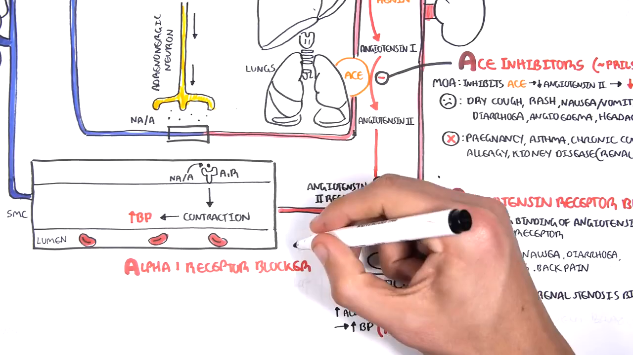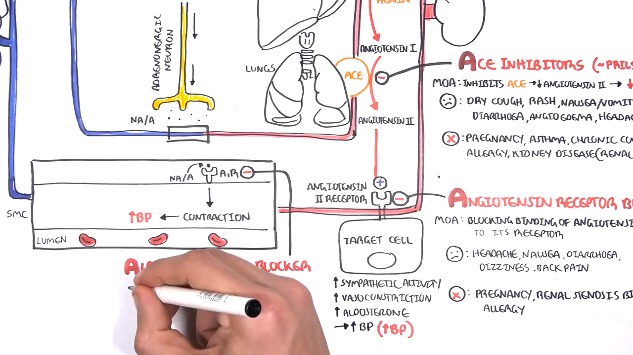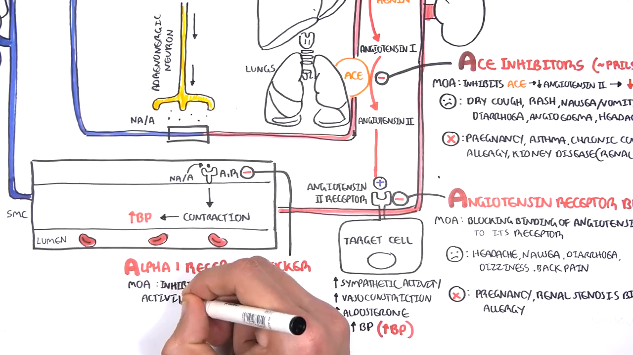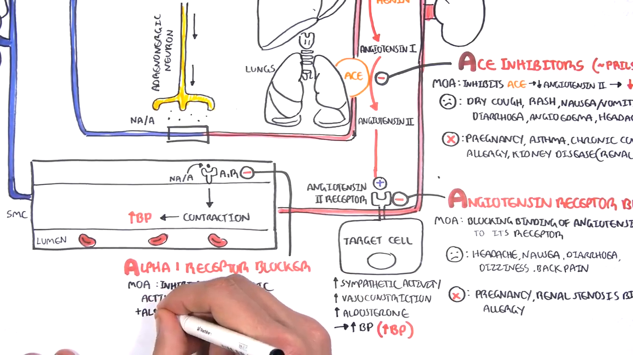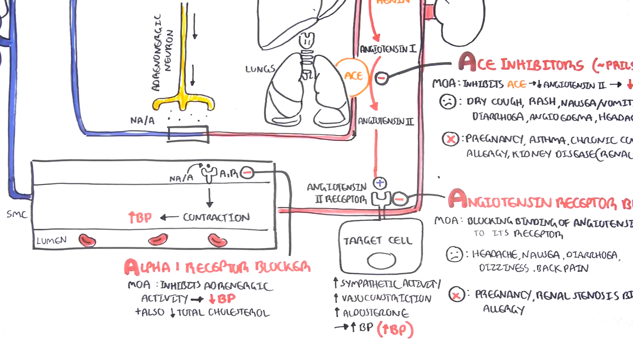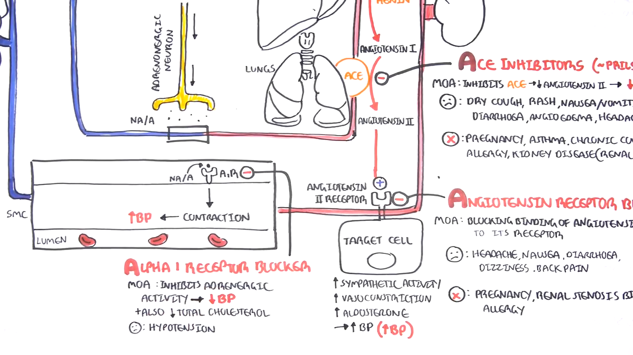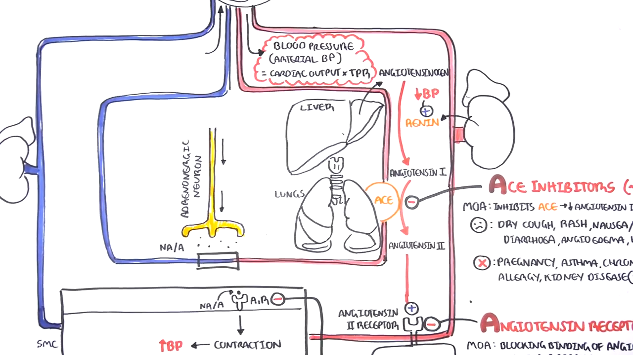Alpha-1 receptor blockers block alpha-1 receptors, and thus the mechanism of action is that they inhibit the adrenergic activity, leading to a decrease in blood pressure. Alpha-1 receptor blockers also have a role in decreasing total cholesterol in the body. Thus, it's a good option for people who have both high blood pressure and cholesterol problems. Side effects include hypotension, so a drastic decrease in blood pressure. So they were the antihypertensives that begin with A.